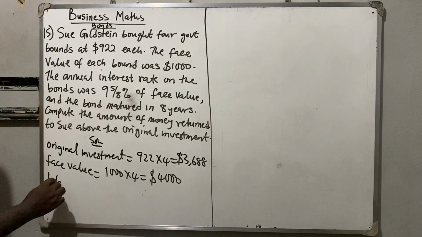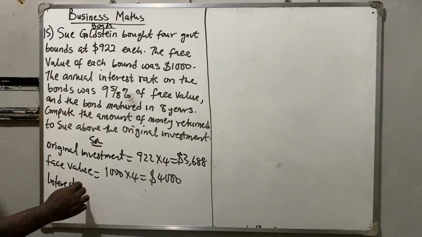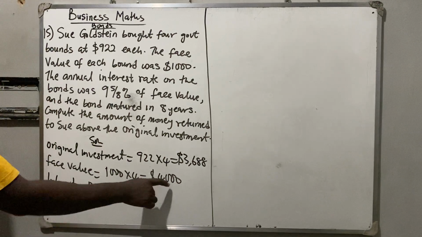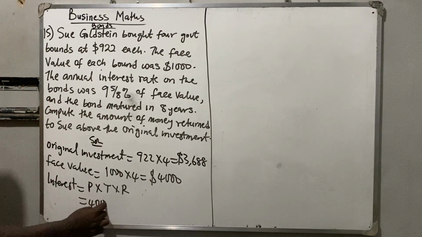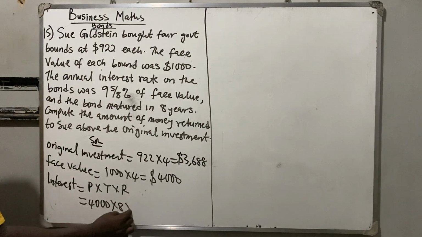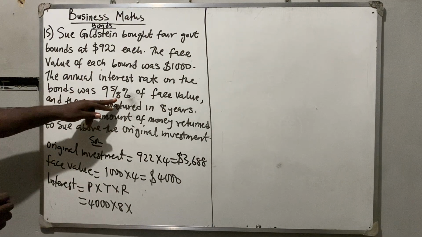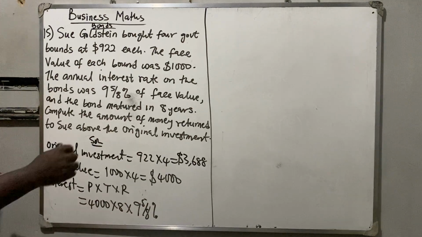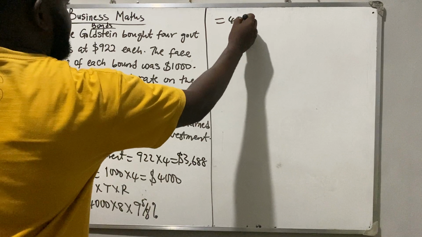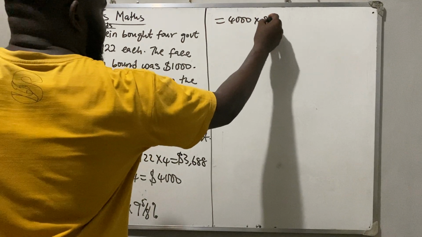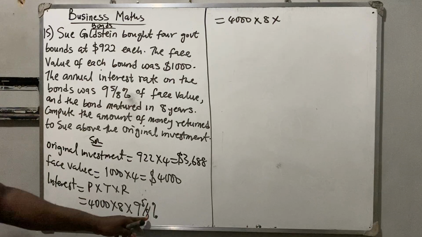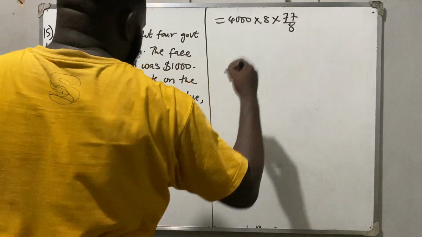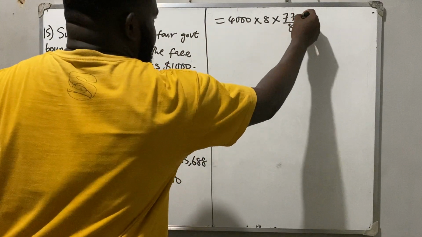So the interest, don't forget that your interest is P times T times R. Okay, so your P here is this 4,000 for the 4 of them. 4,000 times the time, which is 8 years, times the R here. The R here is 9 5/8%. So which is going to give me 4,000 times 8 times, this is 9 plus 5/8, which is what? 77/8.